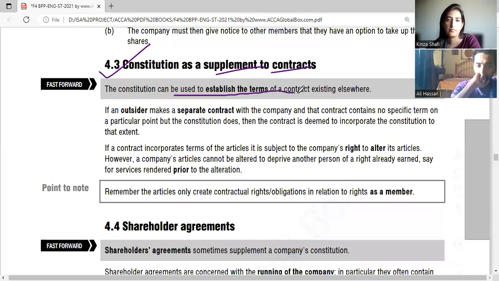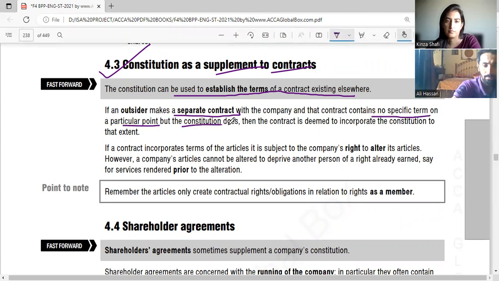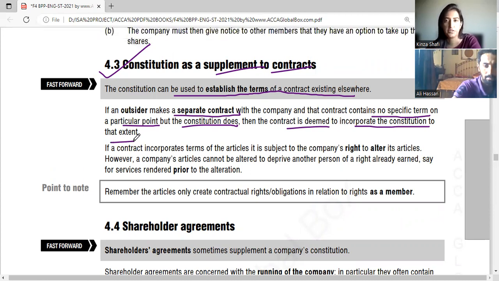It can be used to establish the terms of a contract existing elsewhere. That means if an outsider makes a separate contract with the company and that contract contains no specific term on a particular point, but the constitution does, then the contract is deemed to incorporate the constitution to that extent. Then it can be a substitute. कॉन्ट्रैक्ट में बहुत सारी चीजें क्लियरली मेंशन नहीं है, मगर कॉन्स्टिट्यूशन में बहुत डिटेल में मेंशन है, तो यही ट्रीट किया जाएगा कि कॉन्स्टिट्यूशन इज अ पार्ट ऑफ द कॉन्ट्रैक्ट अकॉर्डिंग टू इट.